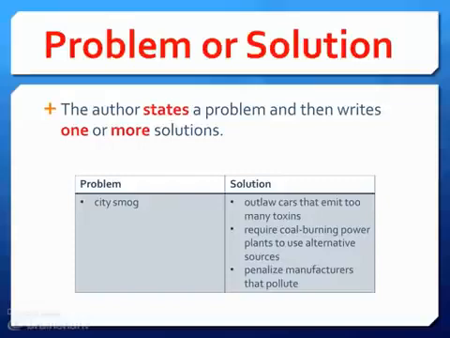So some solutions to solve city smog would be to outlaw cars that emit too many toxins, require coal-burning power plants to use alternative sources, penalize manufacturers that pollute. So the author would argue why these solutions would be effective to solve the problem of city smog.